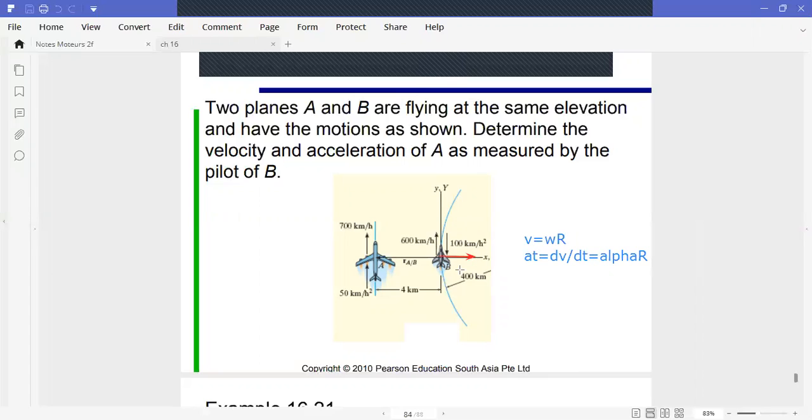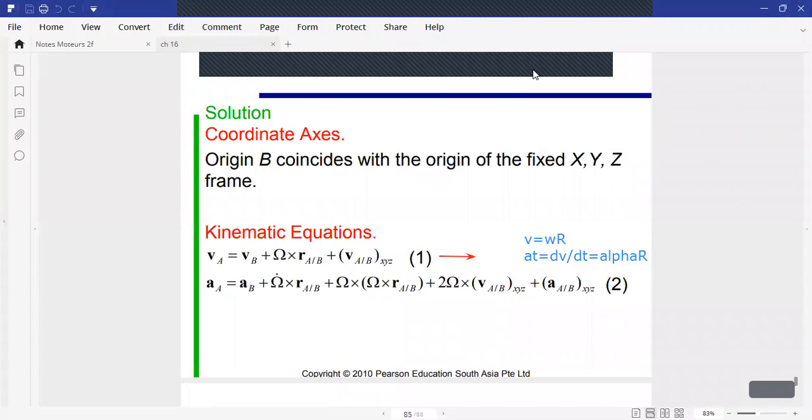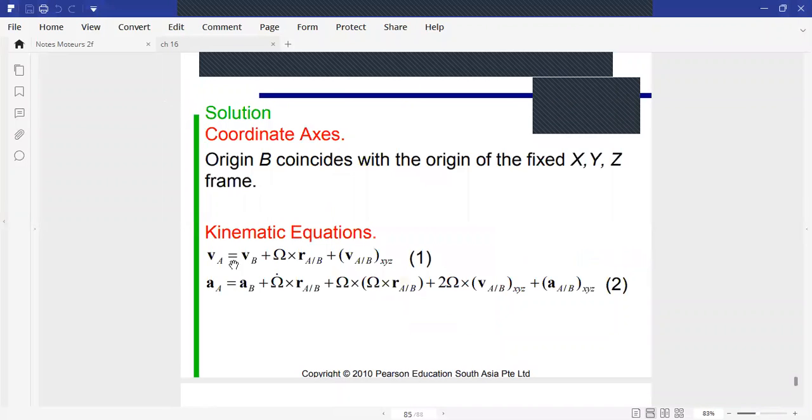We know the acceleration of B total. Acceleration of B total equals tangential acceleration plus normal acceleration, and alpha is equal to the tangential acceleration over R. Okay? Now we move to apply our relations. So first, for velocity, we will use the relation VA equals VB plus omega vectorial BA plus the relative velocity of A relative to B in the rotating frame.